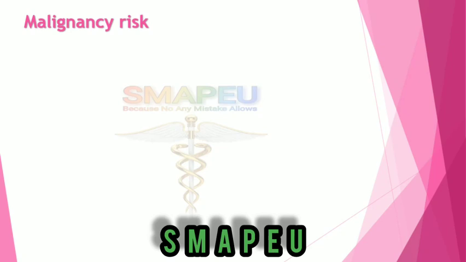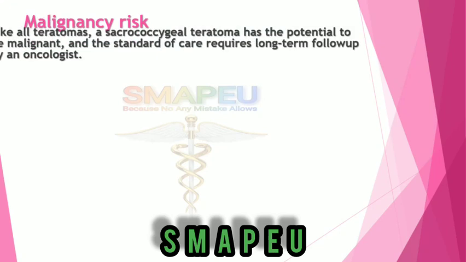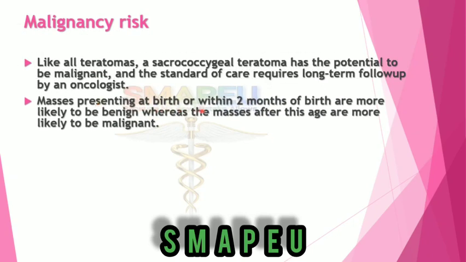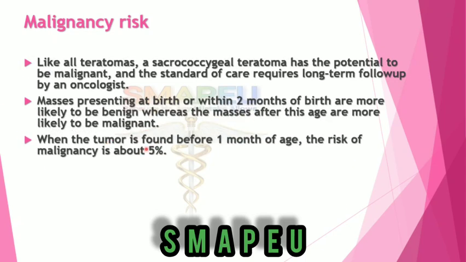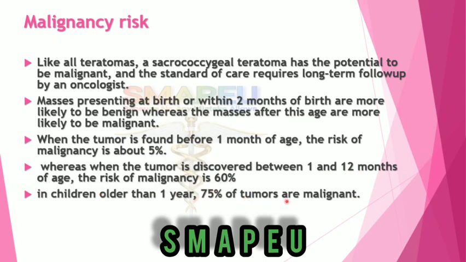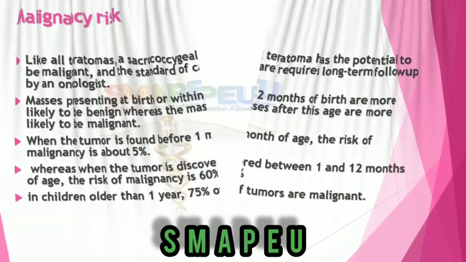Let's discuss the malignancy risk of various sacrococcygeal teratoma types and conditions. Like all teratomas, a sacrococcygeal teratoma has the potential to be malignant, and the standard of care requires long-term follow-up by an oncologist. Masses presenting at birth or within the first days of birth are more likely to be benign, whereas masses appearing at later ages are more likely to be malignant. When the tumor is found before 1 month of age, the risk of malignancy is about 5%. When discovered between 1 and 12 months of age, the risk of malignancy is 60%. In children older than 1 year, 75% are malignant tumors.